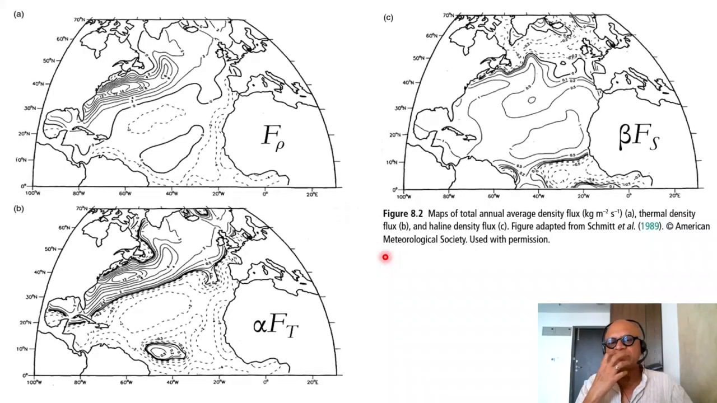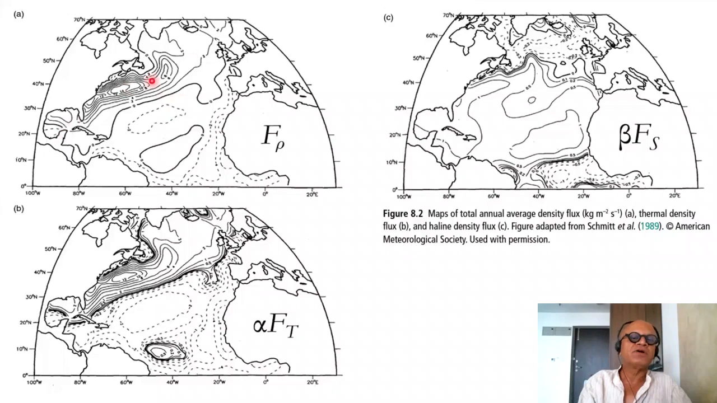Okay, so Ray Schmidt computed these things based on earlier calculations and data. These are maps of total annual average density flux in kilograms per meter squared per second, so it's density per unit area and per unit time. So this is the thermal density flux. I screwed this up somehow. Nonetheless, this is the net density flux.